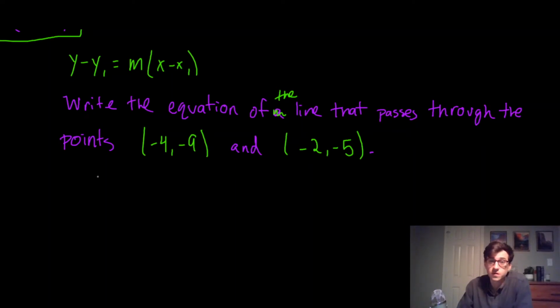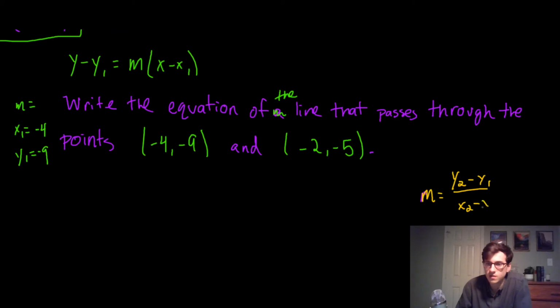Okay, so first I need to find, I have a point, right? If we were to do what we did last time, I could pick either of these points for x1 and y1, but I don't know what m is. So maybe we pick -4, -9, because that's my first point. But you could pick either of them. We need to find the slope. Now remember, the slope is y2 minus y1 over x2 minus x1. So we can actually find the slope from these points.